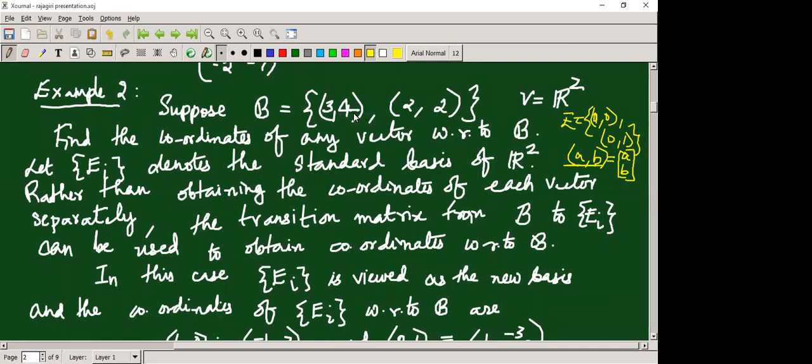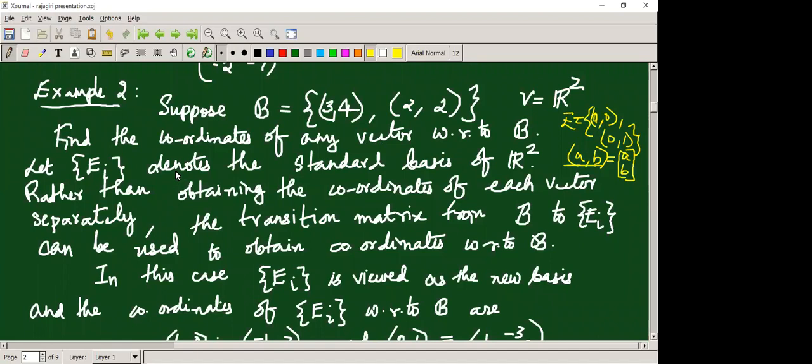But this is not so simple in other cases. For example, you are taking the basis B as (3, 4) and (2, 2). We have to represent a vector in R2 using a linear combination of (3, 4) and (2, 2), so you have to find the coefficients. For this type of problem, these transition matrices are very useful. So how can we do that? Find the coordinates of any vector with respect to B.